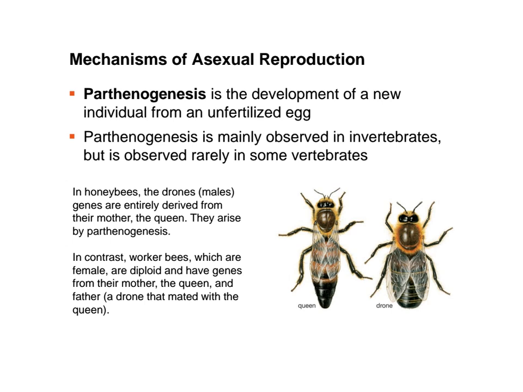Parthenogenesis is mainly observed in invertebrates, but is occasionally observed in vertebrates, and we'll discuss those cases in a second. In honeybees, the drones, the males' genes are derived entirely from their mother, the queen. They arise by parthenogenesis. So the males, in fact, have half the number of genes as the mother, because the mother is diploid and the drone is haploid.